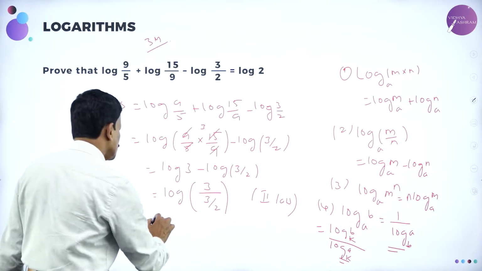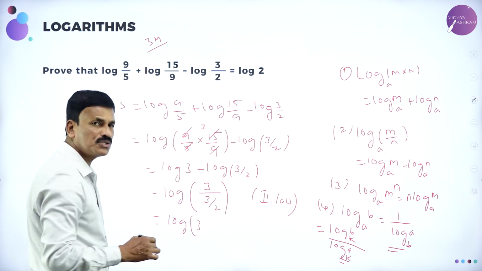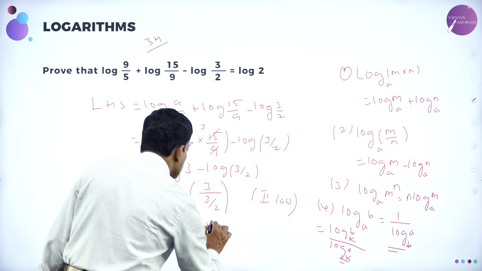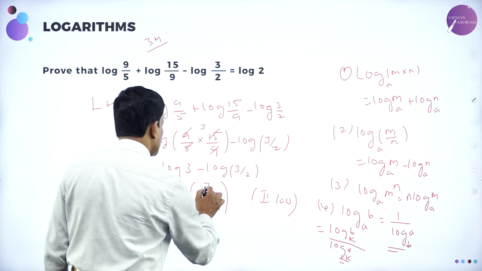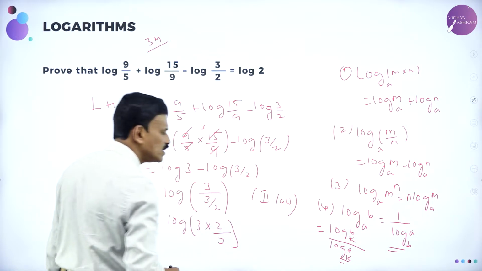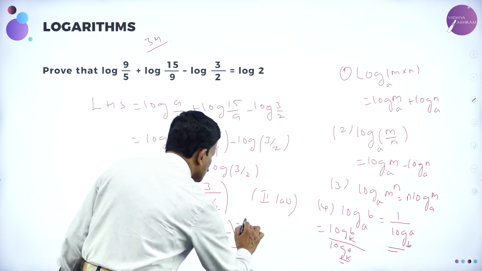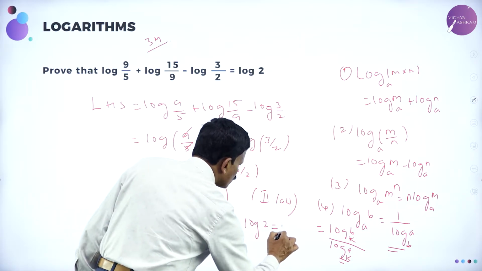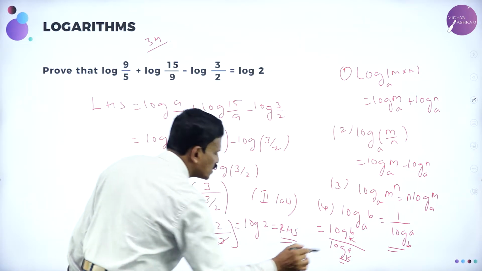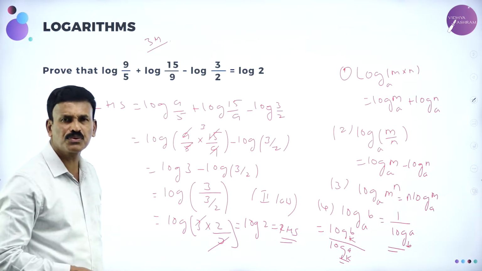Right. Now this can also be written as logarithm of 3 divided by 3 by 2: take this 3 by 2 to the numerator, it becomes 2 by 3. So 3 by 2 becomes 2 by 3, cancel the terms, 3 and 3 get cancelled. That's equal to log 2 which is the required RHS. That's it. That is what we are going to determine. So that is proved.